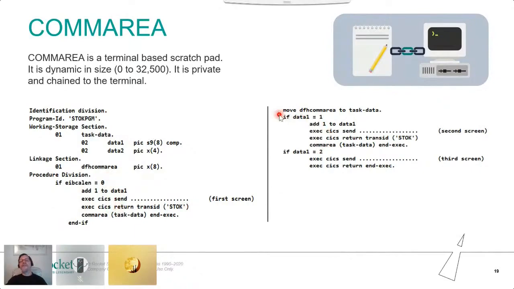And then notice I move the COM area from linkage to working storage because I'd rather work in working storage. But then I test if data one equals one, which would be the second screen. So I could send the second screen after I've added one to data one and do a return. And then the third time through, processing would take me here where you can see a full return, which means I don't plan to come back.